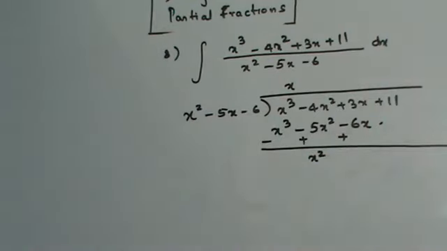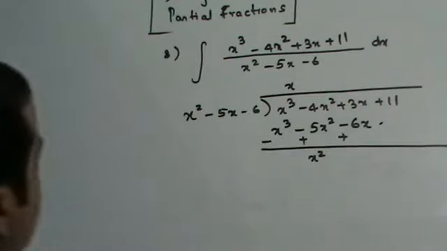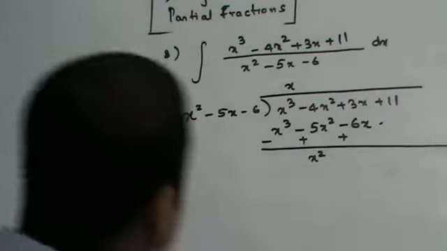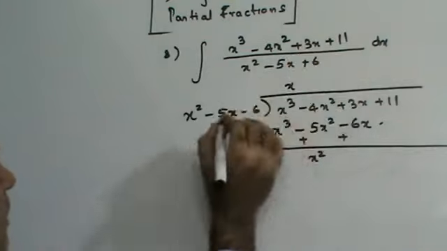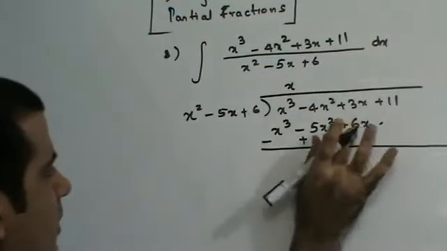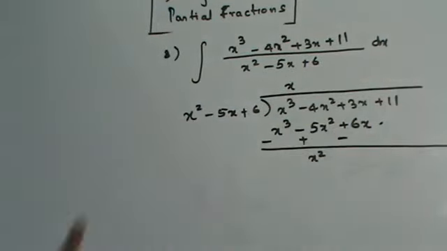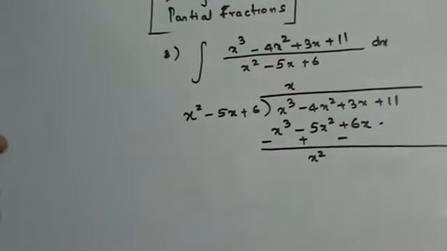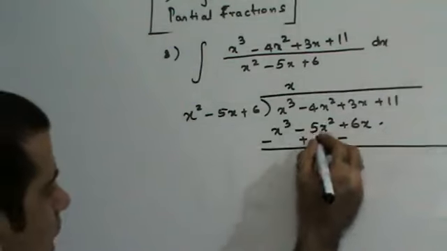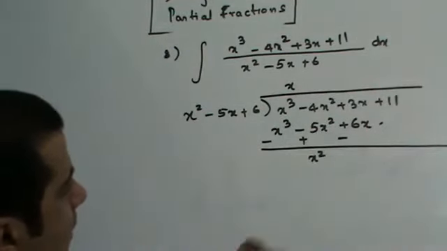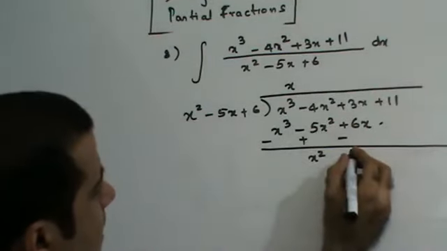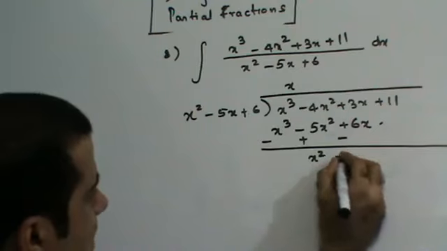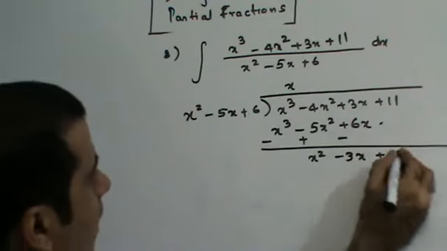I presume that the sum is being printed wrong in the textbook. This should be plus 6. I guessed as much. So this is plus, so this is minus. The sum was printed wrong. The denominator should be x square minus 5x plus 6. So now this is going to be x square. This is minus 6x plus 3x is minus 3x plus 11.